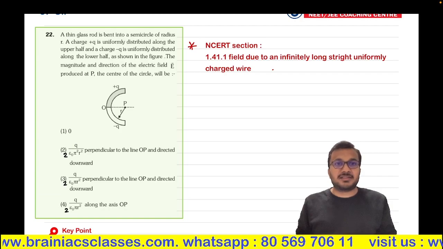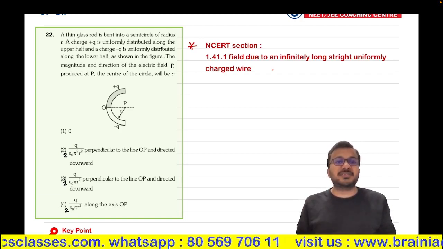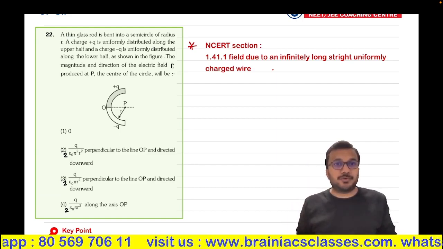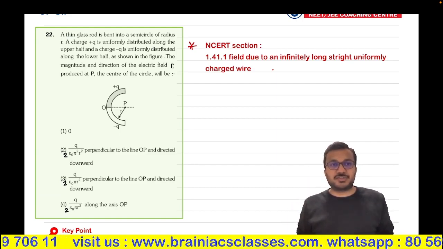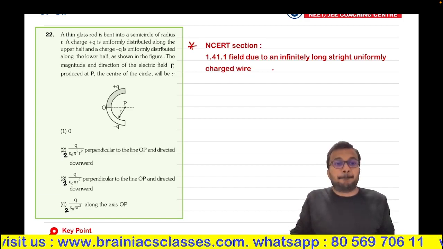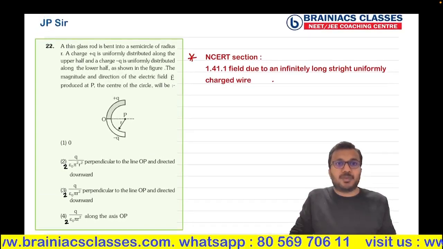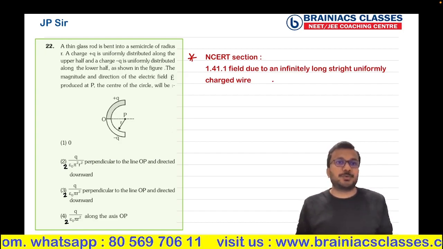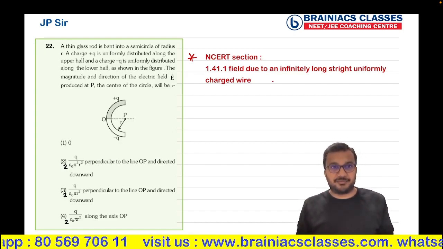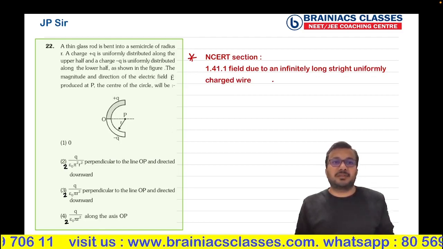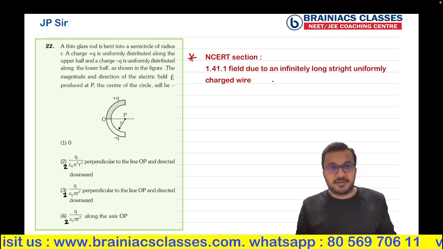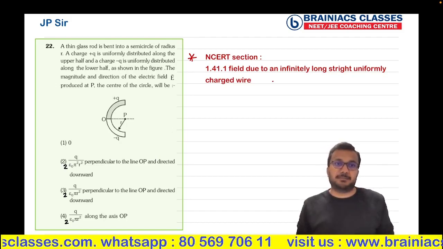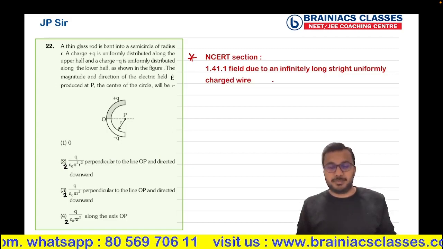A thin glass rod is bent into a semicircle of radius r. A charge q is uniformly distributed along the upper edge, and charge minus q is uniformly distributed along the lower half as shown in the figure. The magnitude and the direction of the electric field produced at the point P, center of the circle, will be.